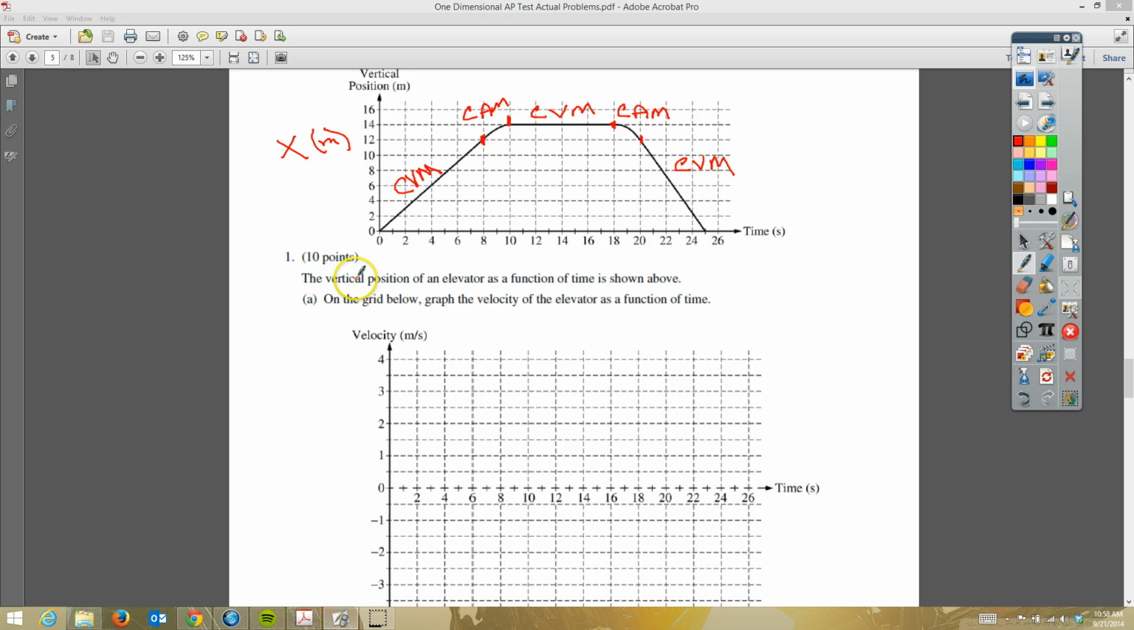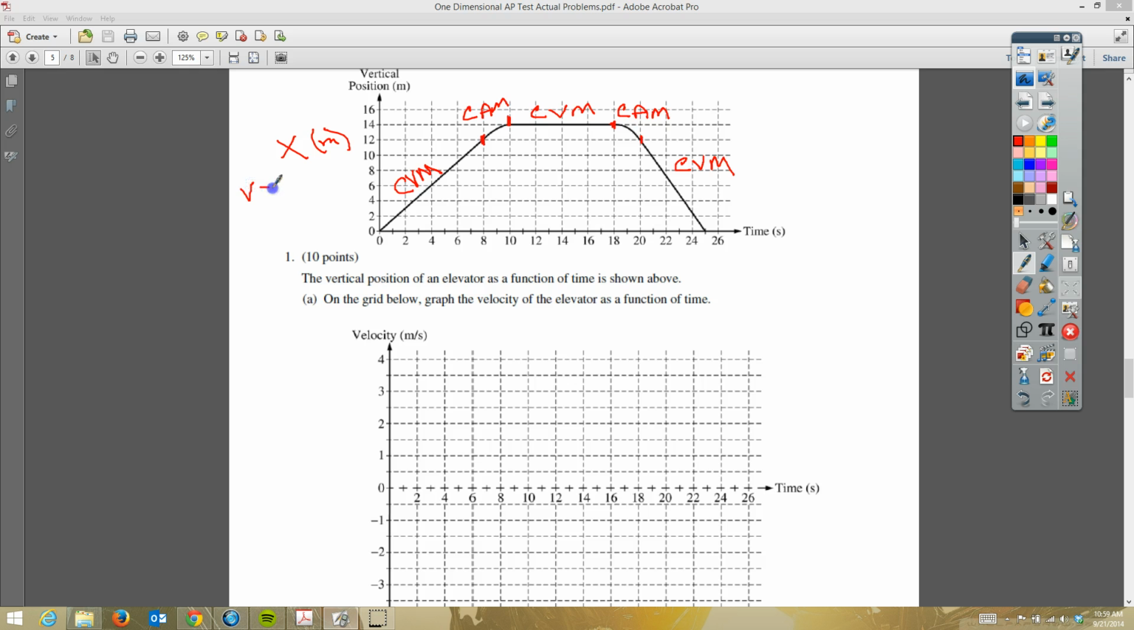So they want us, with this elevator that's going up and down, to go through and graph the velocity of the elevator as a function of time. If this is constant velocity model, what we need to do is figure out the slope of this line. So probably the easiest thing to do would be to take the point at the furthest point and subtract the point that's just in front. So let's go ahead and find the velocity here.